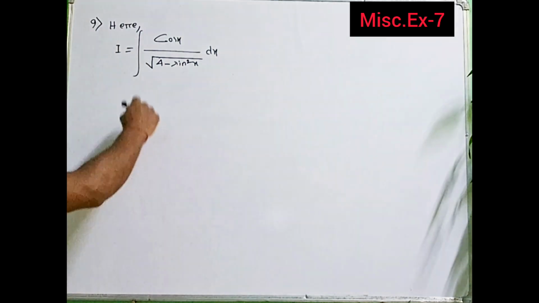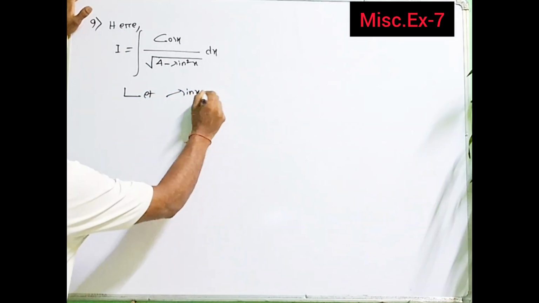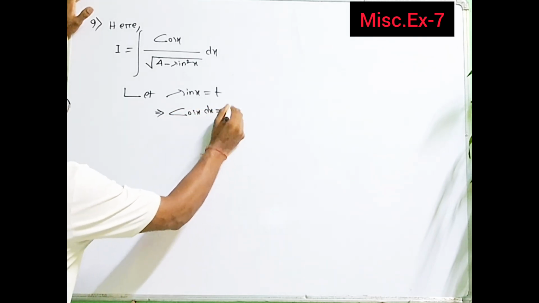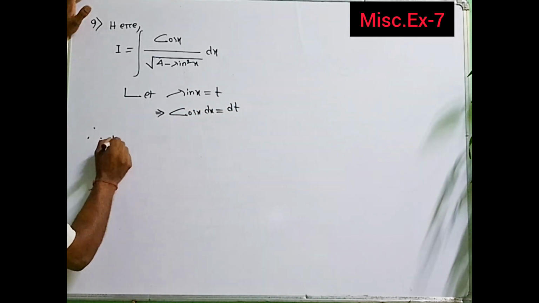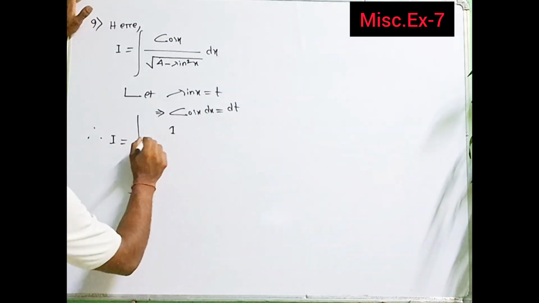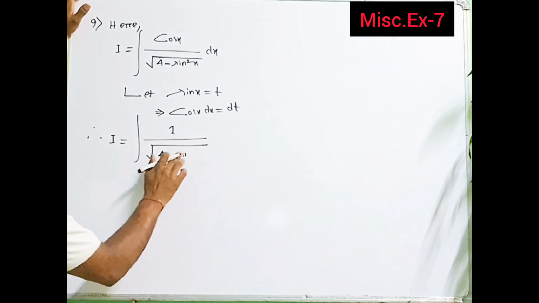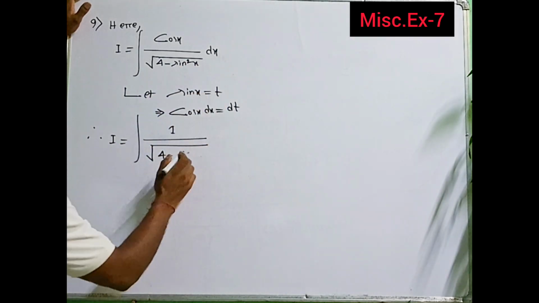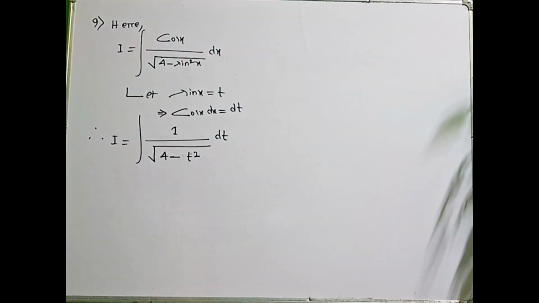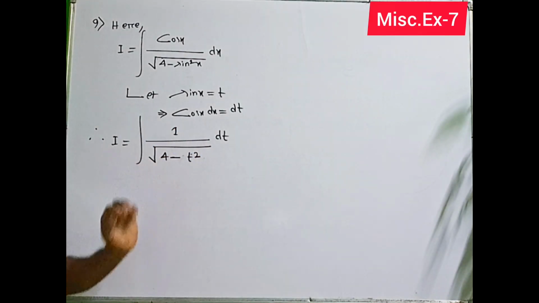So here, let sin x equal to t. It will give you cos x dx equal to dt. Therefore, I equals integration of cos x dx which is dt, so let me write simply 1 here, by root over 4 minus sin square x, sin x is t, so let me write t square, and dt. After substituting, you will get 1 by root over 4 minus t square.